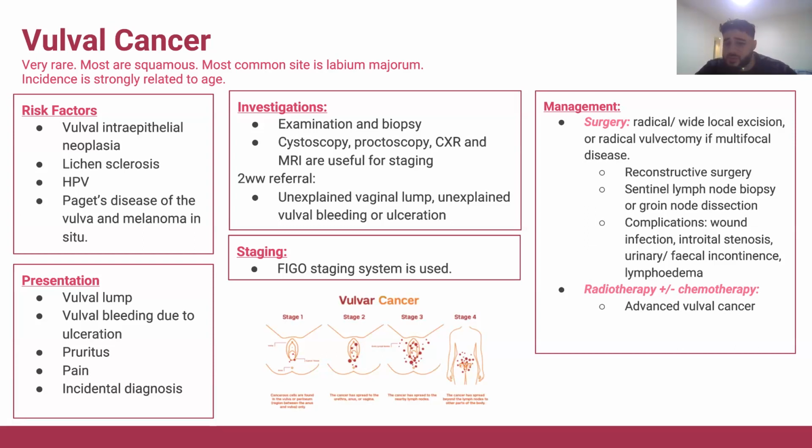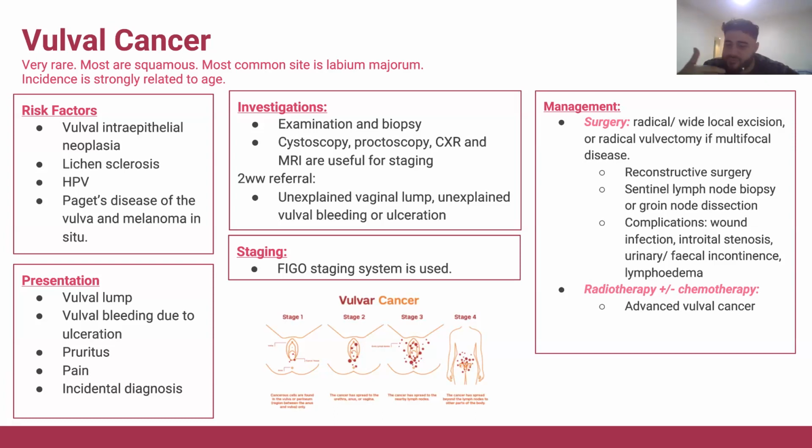Again, the staging system used is the FIGO system, but I don't think you need to go into too much detail and learn that. I think it's just nice to be aware of it, but that's about it. With regards to the management, it's a surgery, and you'll do something like a wide local excision, or they may just remove the entire vulva and do a radical vulvectomy if it's multifocal disease with bumps at different sites.